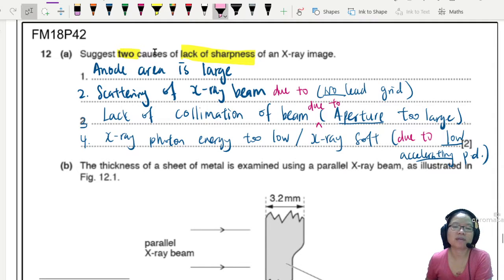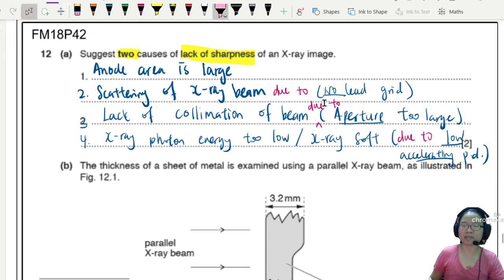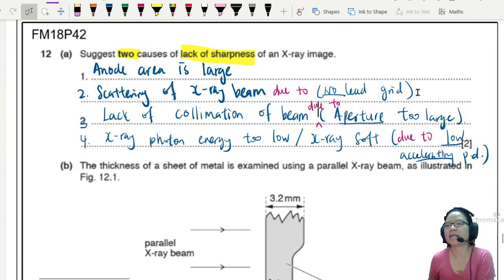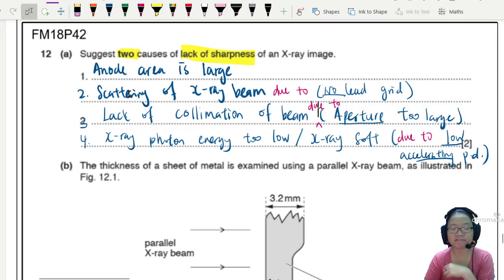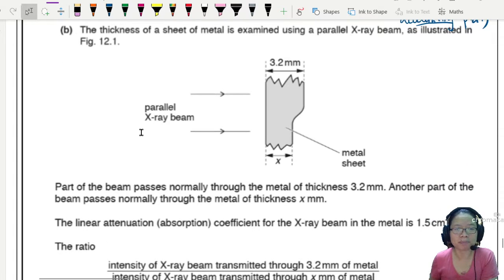Or you could say it is found that an object image is not sharp enough. This is due to the scattering of the X-ray beam. Suggest an improvement: you put, place a lead grid. So the steps to improve are in the bracket, and these are the problems. You can watch the video to understand these facts better, but it's good to know more than one, because they could ask you a specific one. All right, so that's it. We're going to move on to part B.